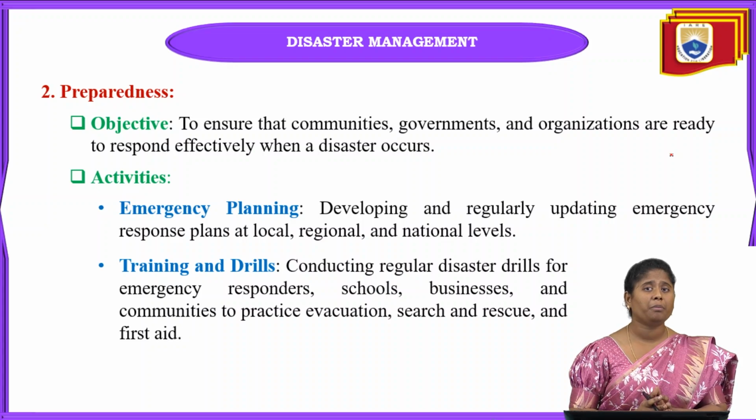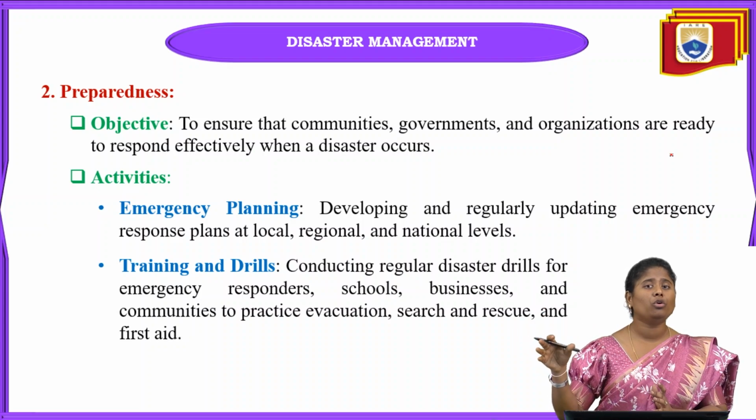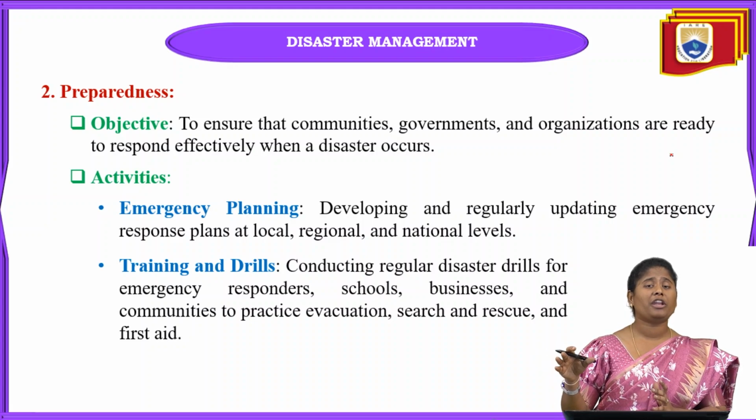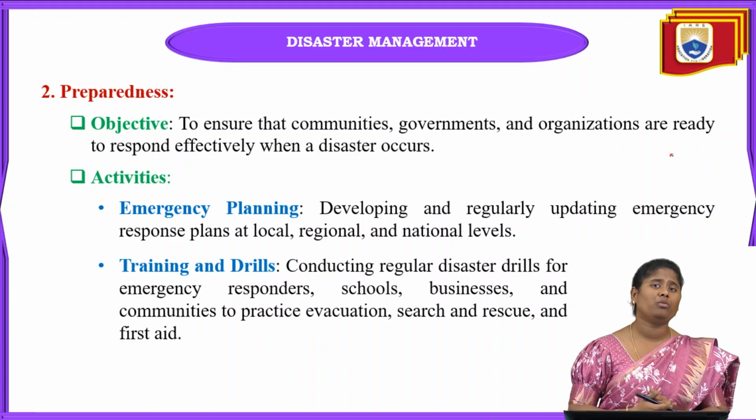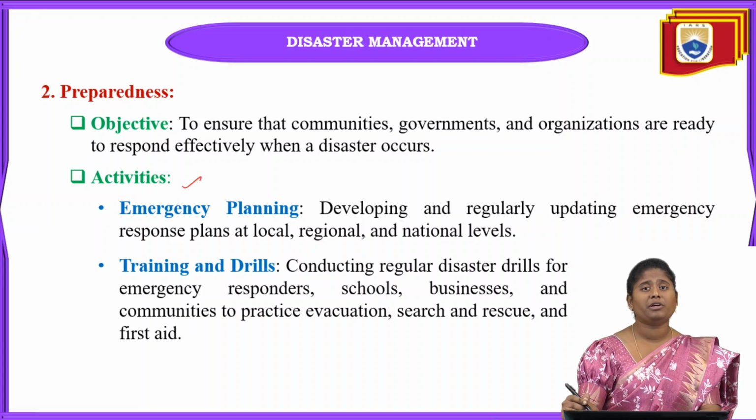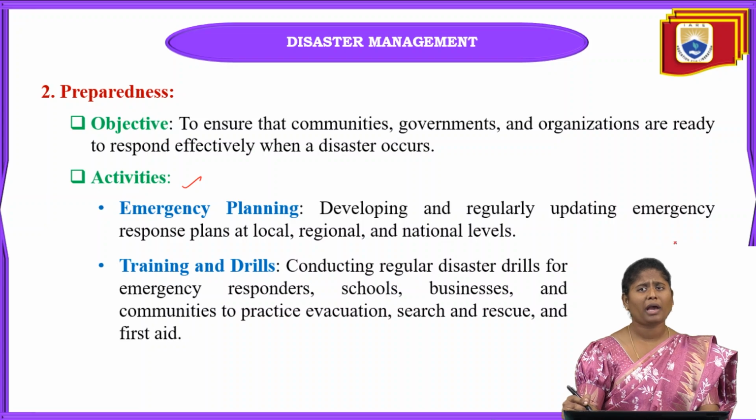Firstly, we have to train people or give drills among the people, so that trained people can be very much aware of this disaster, of how this disaster is going to happen and how they can save themselves at that time. This can all be done in preparedness, meaning we have to be very much prepared at the time of disaster. The main activity we can see is emergency planning, meaning we have to develop and update the emergency response plans at the local, regional, and also national levels.